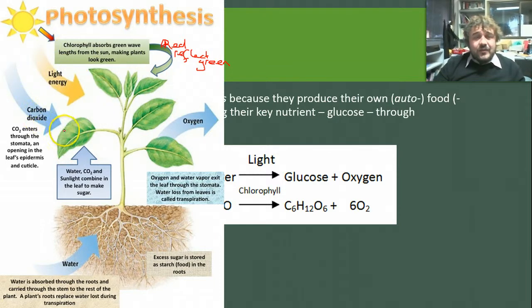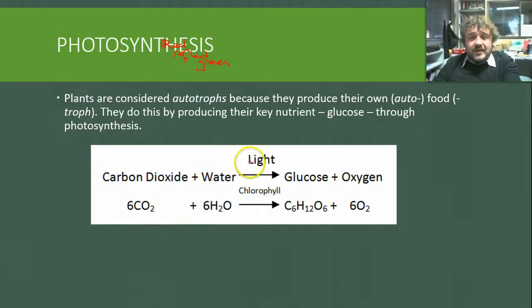Okay, so the light energy and the carbon dioxide comes in. Water and carbon dioxide combine inside the plant, inside the leaf, to make glucose or sugar. Oxygen is a byproduct, so oxygen and water vapor leave. If we go back here, just 1 second, you don't need to write this down because it's a bit further along.